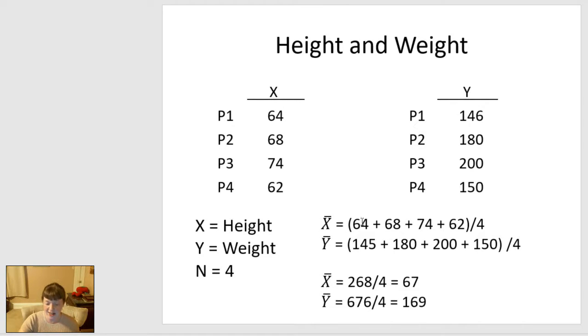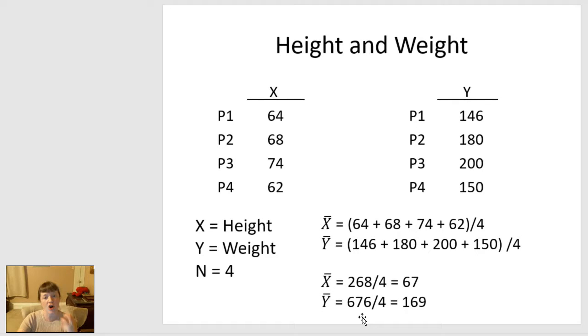And I've gone ahead and I've calculated the average here for each. So the average of X is 64 plus 68 plus 74 plus 62 divided by 4, which is 268 divided by 4, which is 67. Then the average for Y, which I'm going to call Y bar, same thing as X bar except for the Y variable, is 146 plus 180 plus 200 plus 150 divided by 4, which is 676 divided by 4, which is 169. There was a typo there, my bad. So my average for the X variable is 67, and my average for the Y variable is 169.